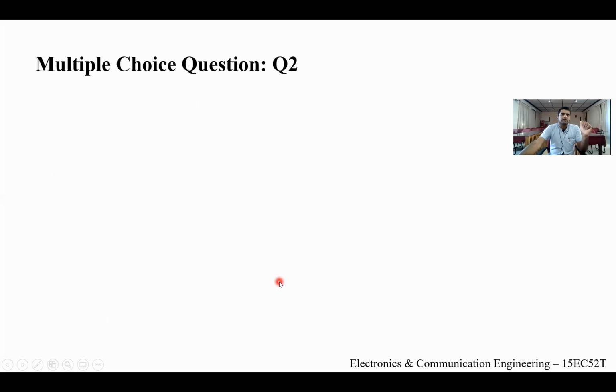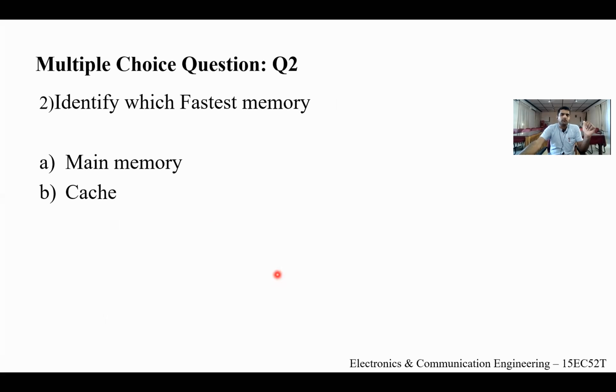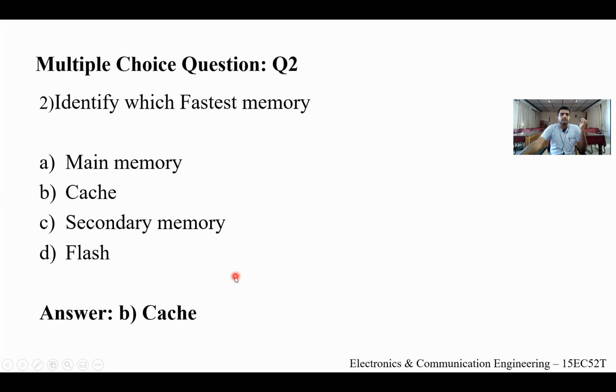Second question, identify which is the fastest memory: main memory, cache memory, secondary memory, flash memory. We already discussed this topic. Cache is the smallest memory, it costs more, and it is the fastest memory in the memory section. And secondary memory is the largest memory. B, cache is the answer.